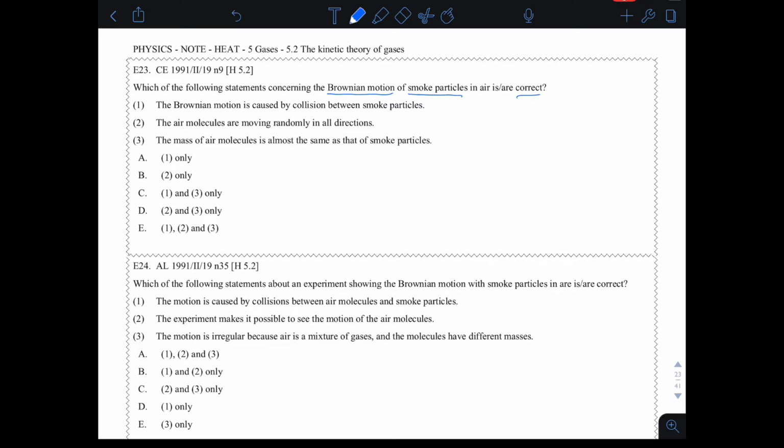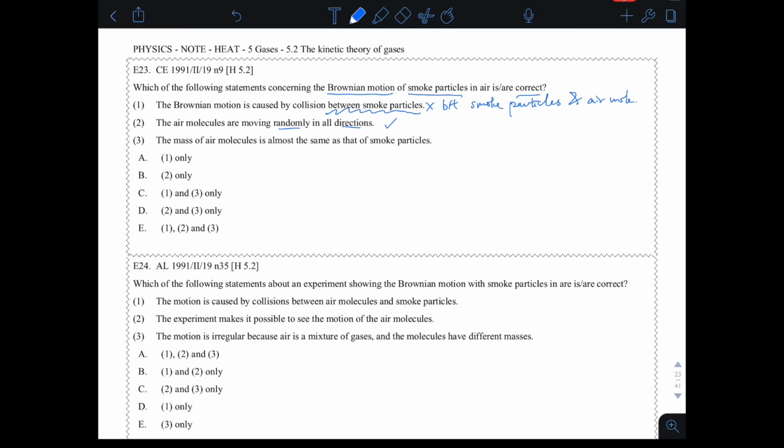Firstly, the Brownian motion is caused by collision between smoke particles. This is wrong. It should be between the smoke particles and air molecules. Next, air molecules are moving randomly in all directions. Yes, this is the assumption for ideal gas.